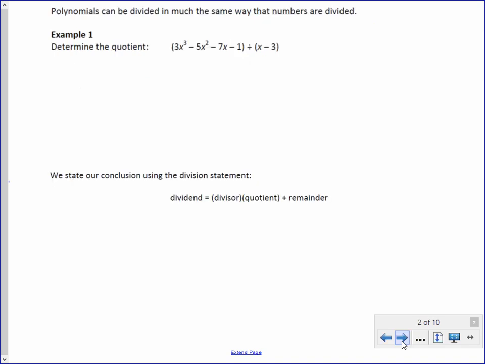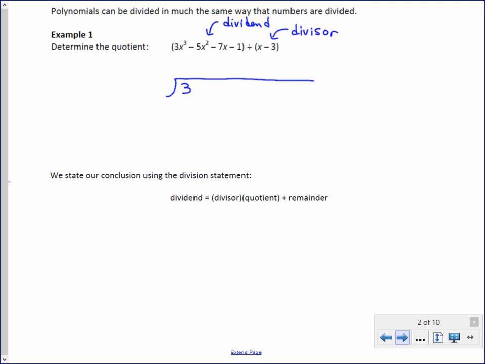Polynomials can be divided in much the same way that numbers are divided. Okay? So what that means is we can still set up the exact same process. So we're going to have our lovely dividing. Guess what's going to go inside? What are you dividing into? This, whatever the first thing is, that's your dividend. Divide that by this. This is the divisor.